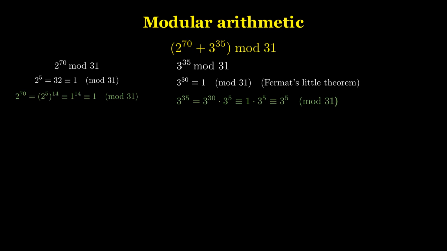Therefore 3 to the 35 equals 3 to the 30th times 3 to the 5th, which is congruent to 1 times 3 to the 5th. So it is congruent to 3 to the 5th modulo 31.